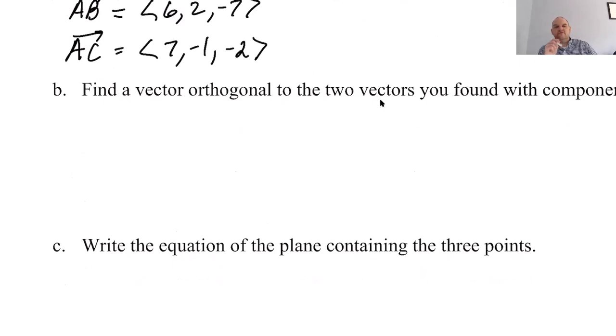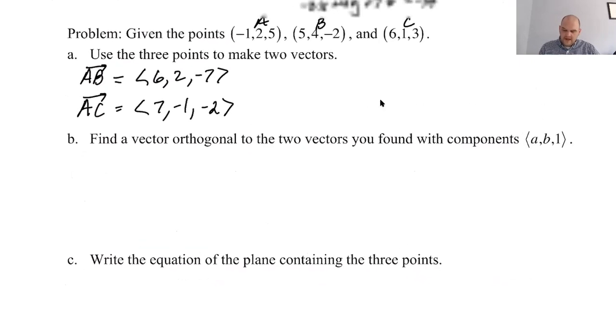Now what I want to do is try to find a vector that's orthogonal to the two vectors that I found. And I want it to have the components a, b, 1. This is a degrees of freedom type of thing. When I needed to find one vector that was orthogonal to another vector, we made up two of the values. We said it's 1, 1, c, and then we would dot product the vectors and solve for c. That worked because we were only using one vector.